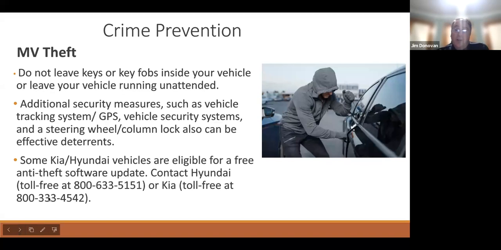Crime prevention. We don't operate in a bubble. We need the help of the community. We don't have a crystal ball. We need feedback from the community. And we also ask the community to help us prevent crime.